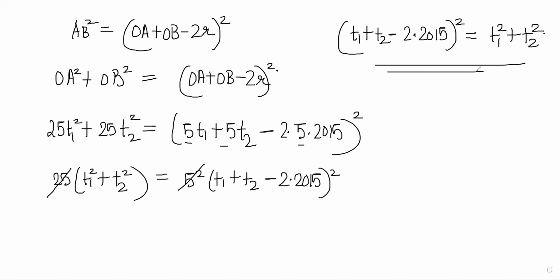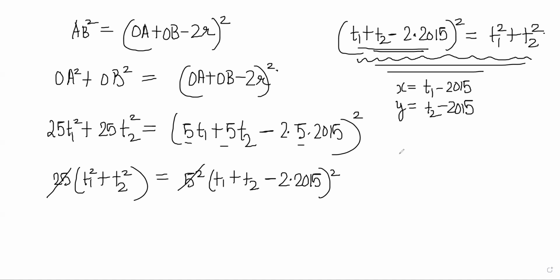Right? Okay. So in order to figure out how many such triangles are possible, we need to find how many possible roots there are for this equation with T1 and T2 being integers, right? To simplify this, we can create new variables. Let's say x is T1 minus 2015 and y is T2 minus 2015, right? So then this part becomes (x plus y) whole square is equal to T1 square plus T2 square.